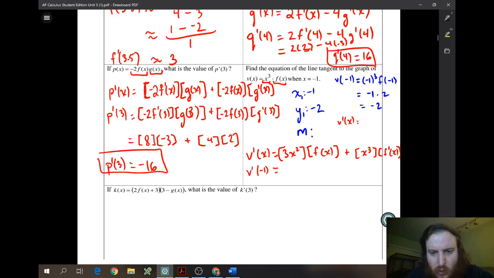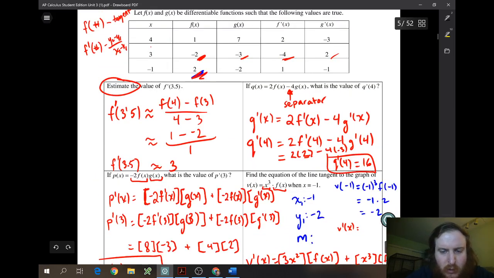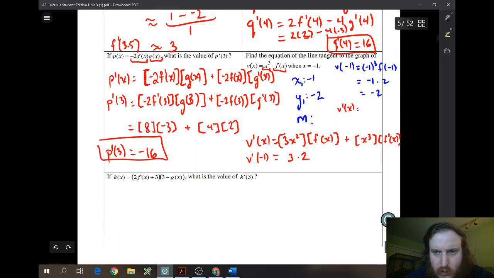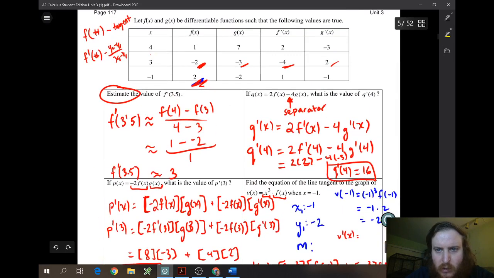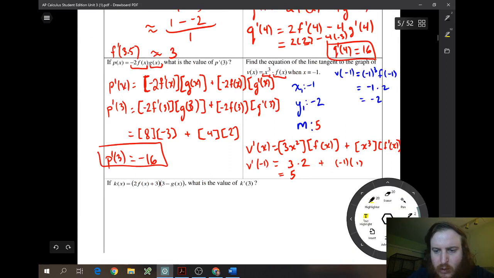So negative 1 squared is positive 1. So this is going to be 3 times f of negative 1. We just looked at f of negative 1 was 2. Then plus negative 1 cubed is going to be negative 1 times f prime of negative 1, which is going to be 1. So this is 6 minus 1, which is 5. So that gives us 5. So then our overall answer will turn into y plus 2 equals 5 times x plus 1.